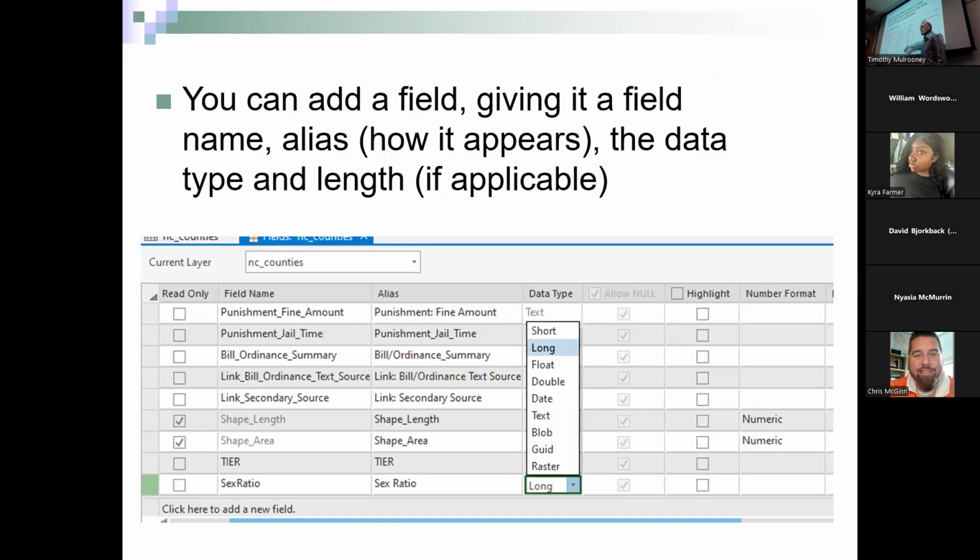Now, when we click on those fields button, because remember, we've already clicked on sort ascending, sort descending, summarize statistics. I can click on fields, and then all the fields are going to pop up. So I can click on a short, a long, float, double, date, text, blob, grid, raster. I don't deal too much with these down here. But long and short are going to be what we call integers.